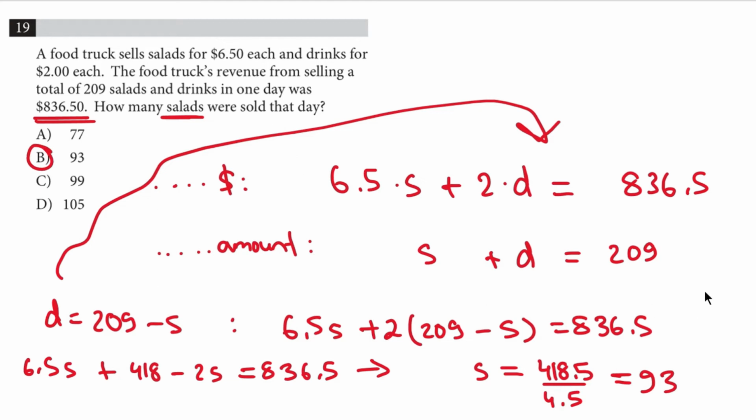Again, I had to construct two equations that give me a system of linear equations, and then I had to solve it. One of the equations was constructed for the amount of money, or the revenue, on that day, because we know that the revenue was $836.5, and the other equation was constructed for the amount of drinks and salads sold on that day, which we know is 209. Now let's move on to the next problem.